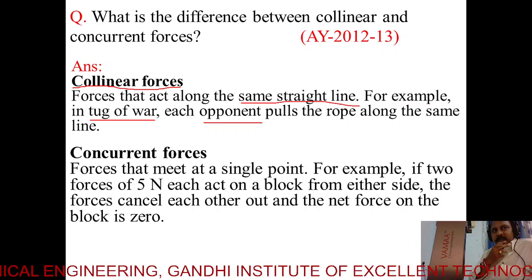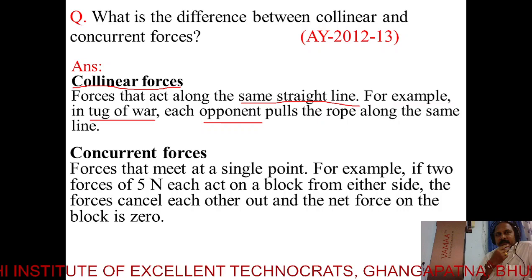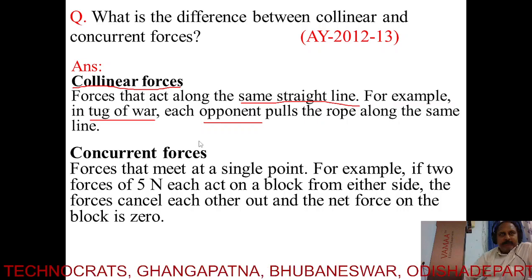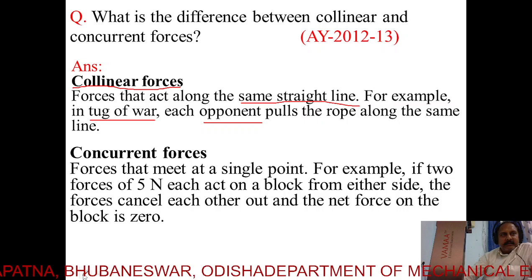All the system of forces which are meeting at a single point, or you can say in a simple way, the forces that meet at a single point. In concurrent forces, an example is: if two forces of 5 Newton each are acting on a particular block from either side, the forces are cancelling each other out, and the net force on the block is 0.